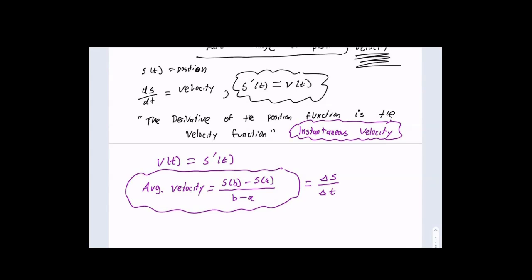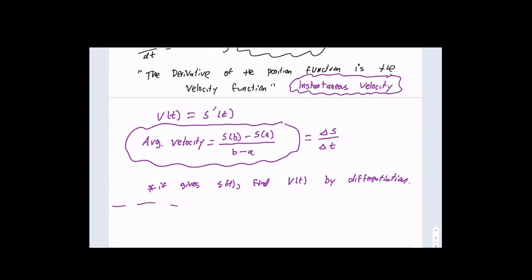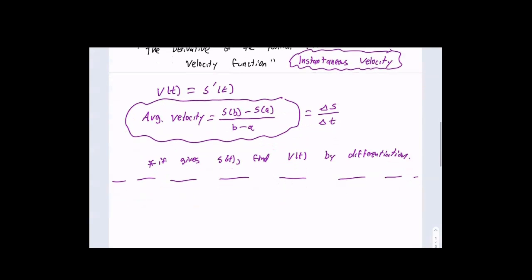So, if given S of t, you can find V of t by differentiation. So you're going to take some derivatives. Now, the good news in tonight's homework, most all your stuff is going to be in polynomials, so only the power rule. What happens once you find the velocity? So you might have to find velocity, or velocity may be given to you. I believe in all your homework problems, they give you position, they ask you about velocity.